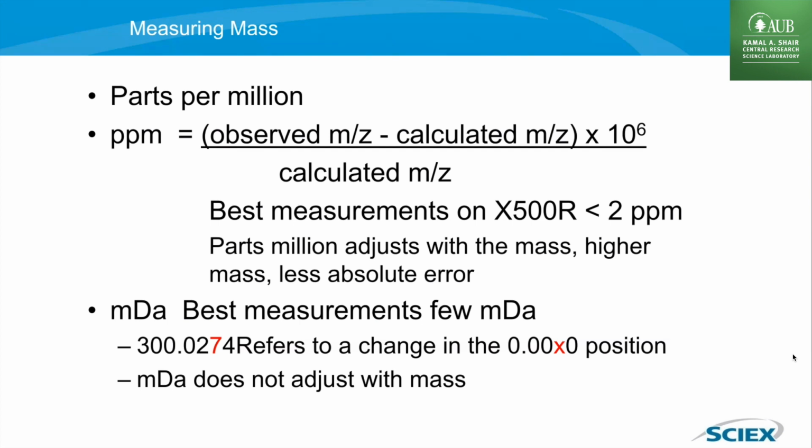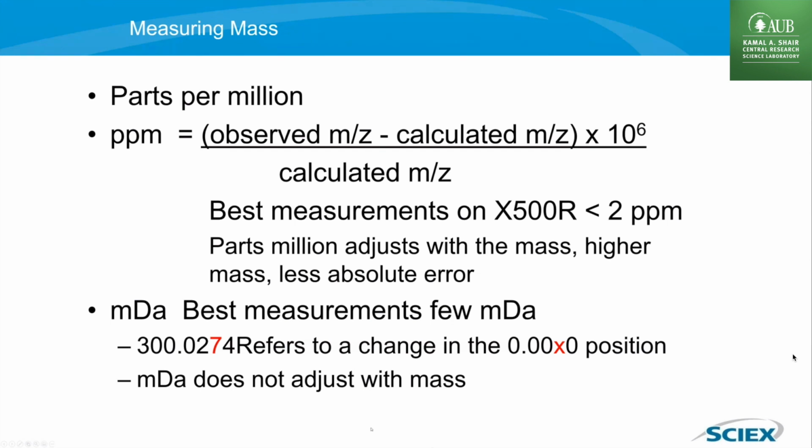Now the interesting thing to note is parts per million adjusts with the mass because we're dividing by the mass. So 2 ppm means actually something very different at 100 Daltons than at 1,000 Daltons. So that is something to keep in mind. ppm number changes with the mass.